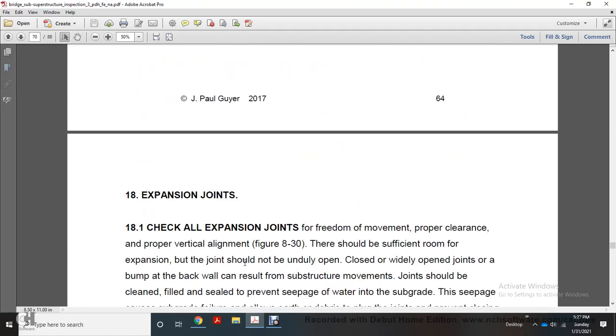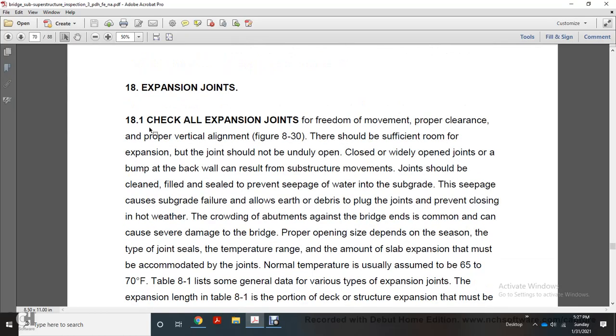Alright, 18, expansion joints. Check that all expansion joints are free to move, with proper clearance and proper vertical movement. There should be sufficient room for expansion. The joint should not be unduly open, closed, or widely open, with the backwall and abutment wall, as a result of substructure movement. The joint should be clean and filled with a seal to prevent seepage of water to the subgrade.